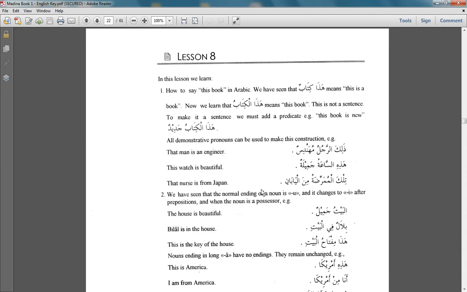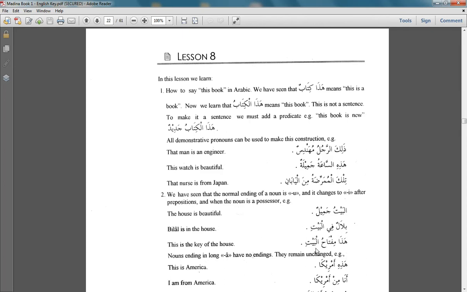We have seen that the normal ending of a noun is u or un, and it changes to e after prepositions and when the noun is a possessor. So we've done this before. Al-baytu jamilun, the house is beautiful. Bilalun fil bayti, fil bayti. Because of the fi, al-bayti has a kasra. It takes a jar or kasra.